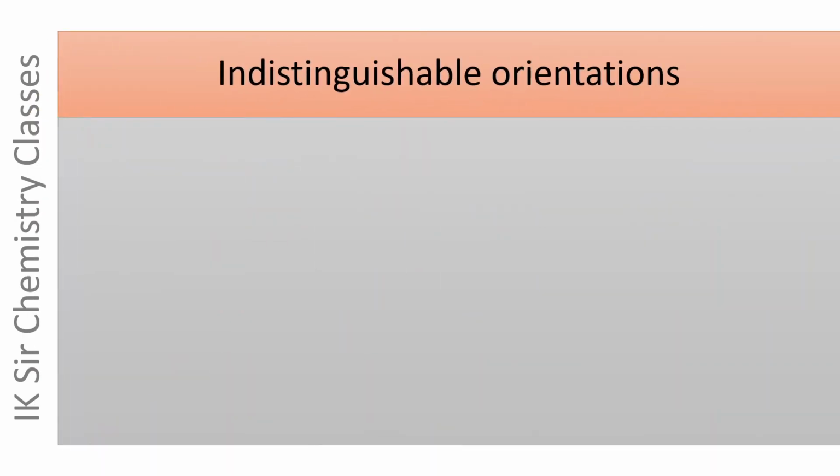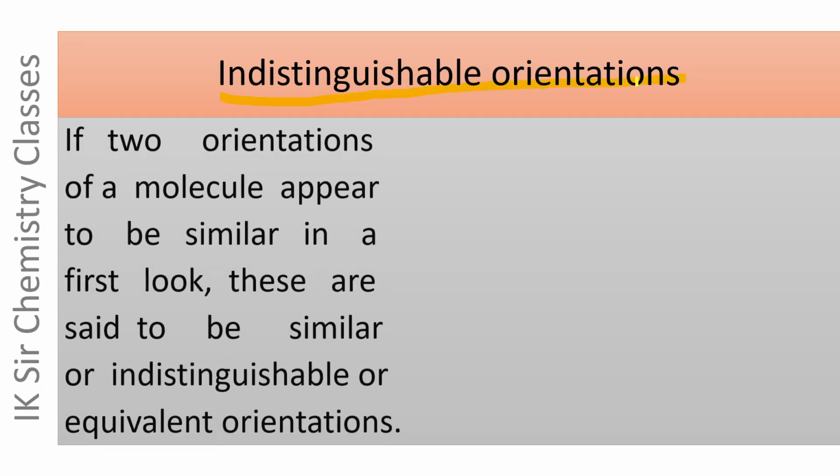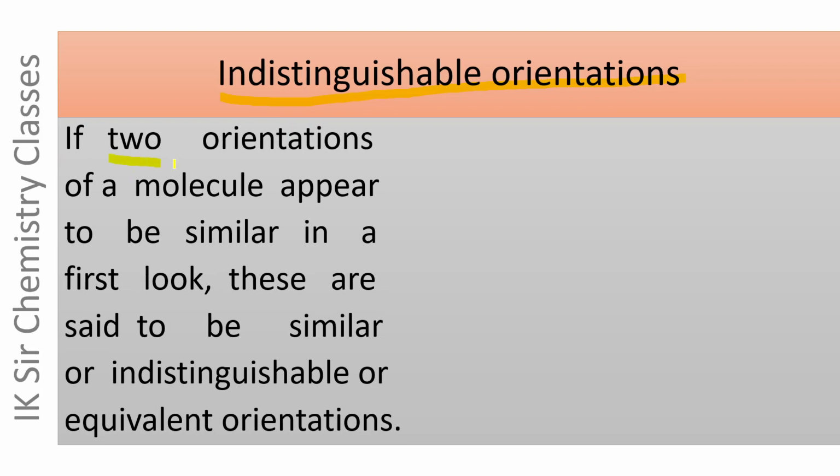Let us see another term, indistinguishable orientations. If two orientations of a molecule appear to be similar, not identical, appear to be similar in a first look, these are said to be similar or indistinguishable or equivalent orientations.